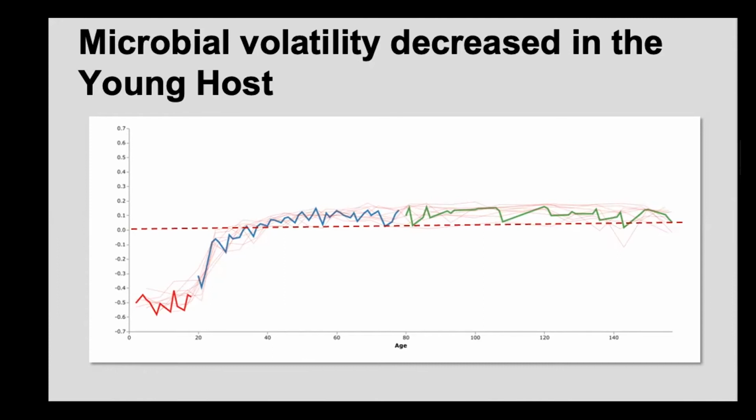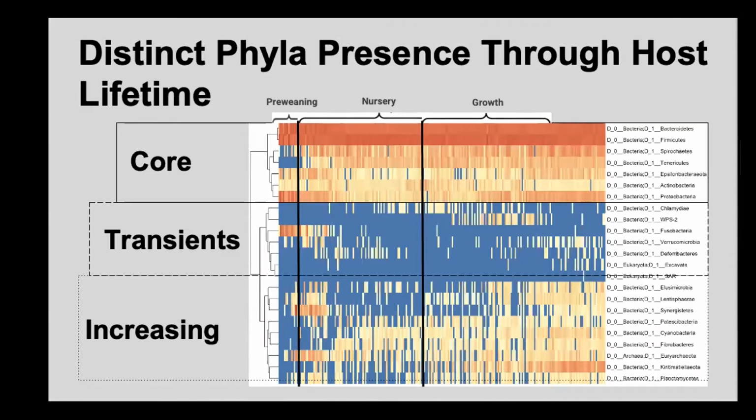So of course, we want to know who is there in these pigs. What we did was identify 3 distinct phyla, and we call them the core phylum, the transition phylum, and the increasing phylum. What you are looking at here is that each of these rows represents one phylum, and each of these columns represents one sample. They are clustered according to the pre-weaning, nursery, and adult stages.